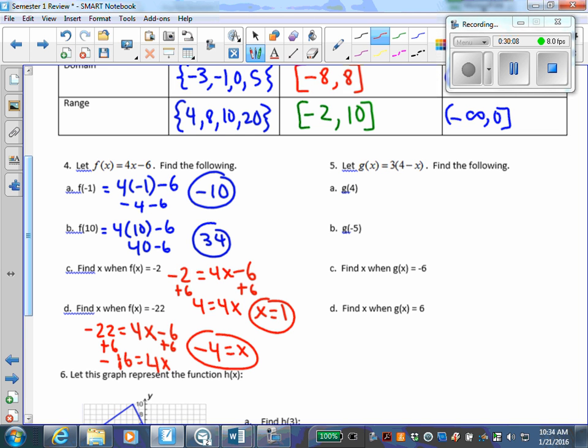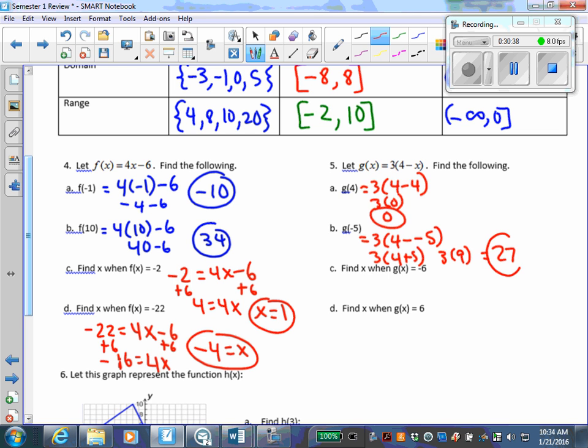Okay, number 5. We'll see how good I can reach over here. Let g of x equal 3 times (4 minus x). Find the following. Find g of 4. Put 4 in for x. That's going to equal 3 times (4 minus 4), which is 3 times 0, which is 0. G of negative 5 is going to equal 3 times (4 minus negative 5), which is 3 times (4 plus 5), which is 3 times 9, which is 27.